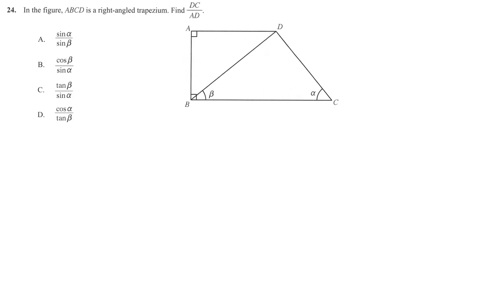This looks typical, but there are some tricky things here. Our target is finding the ratio between this length DC and also AD. So we are going to find some connection by this kind of angle.